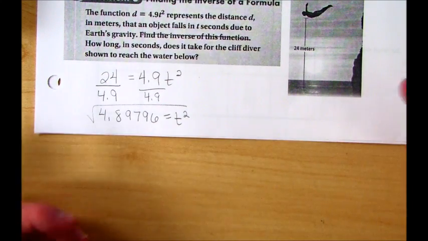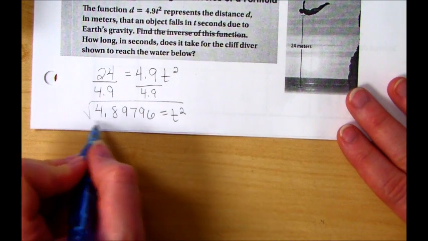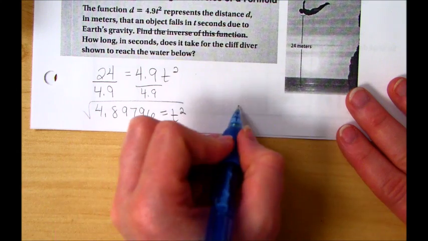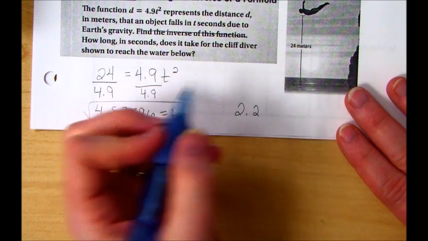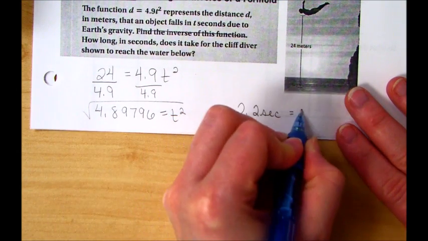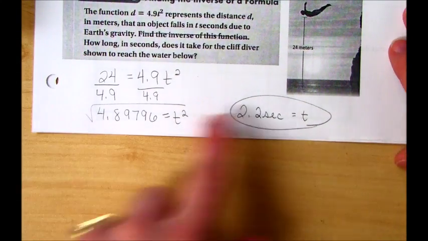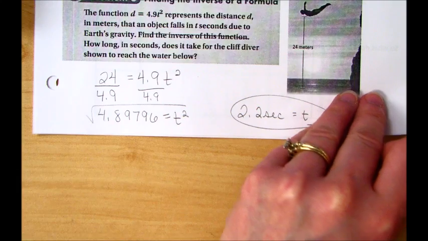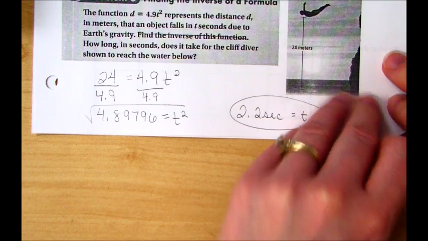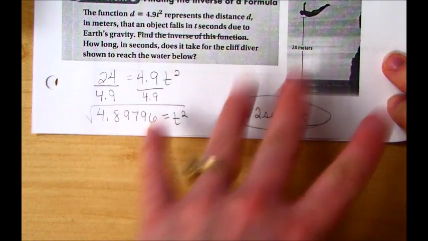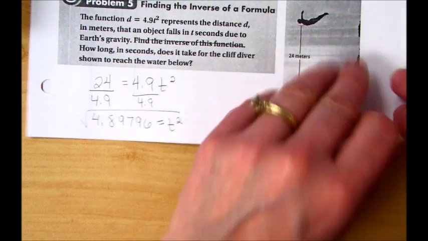And we'll just round to the nearest tenth. When you take the square root of that to solve for t, you get 2.2, I'm rounding, seconds equals time. And that's how long it takes, if this was somebody diving off a cliff, it would take them 2.2 seconds to reach the water below. So we could have written the inverse equation, but quite frankly, I think this was probably just as easy.